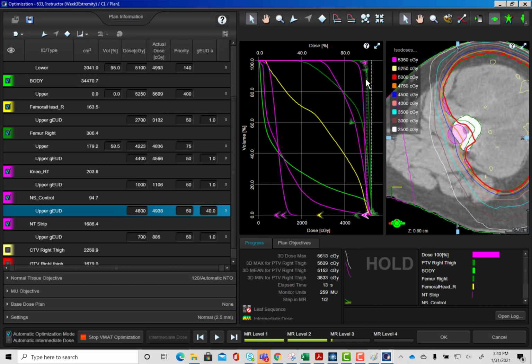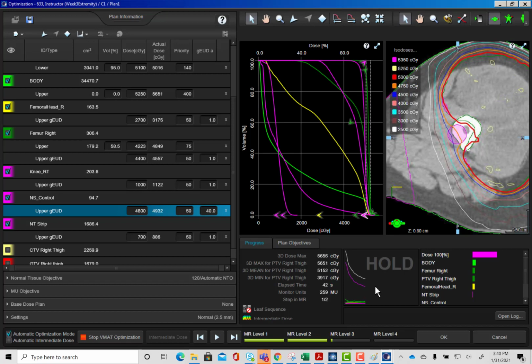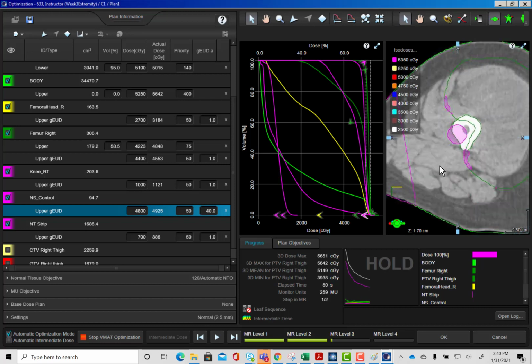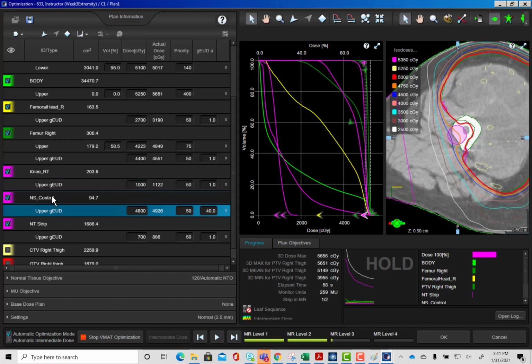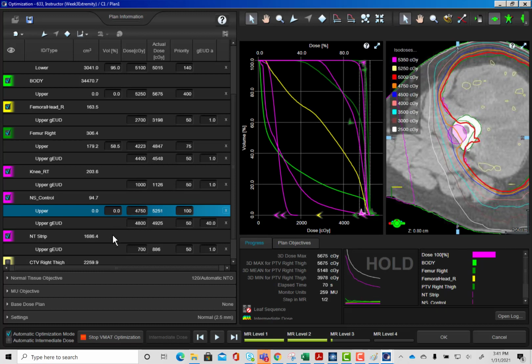I'm going to pause it and see what happens. So you can see this 100 line is slowly creeping to the right, meaning that coverage is improving. You can see that line is down here and it's going down. That means it is improving. I'm also going to add an upper, so a max dose of 95%, so 4750. I'm going to push a little bit harder on that.